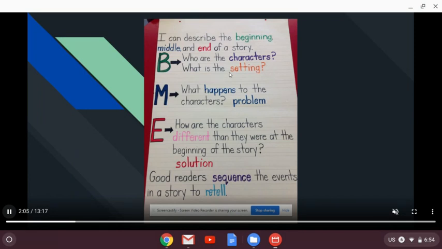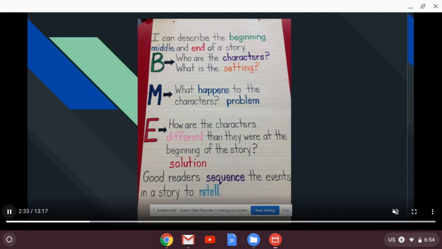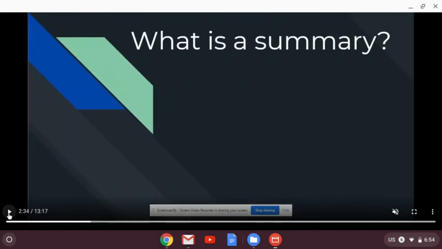The parts that are color-coded here are the parts that are important for you to remember. In the beginning, you're introduced to characters, and there's a setting. In the middle, something's happening. There's a problem. And at the end, there's a solution. Good readers are able to sequence the events in the story to retell them. When you're sequencing them, they have to be in order. You have to go chronologically through what was happening in the story. You cannot bounce around. So it's very important to have that part.